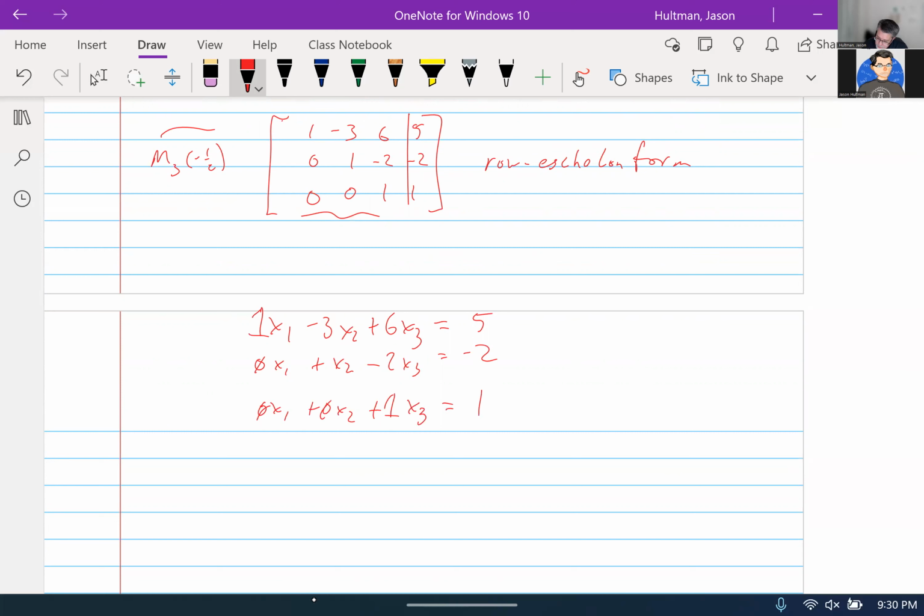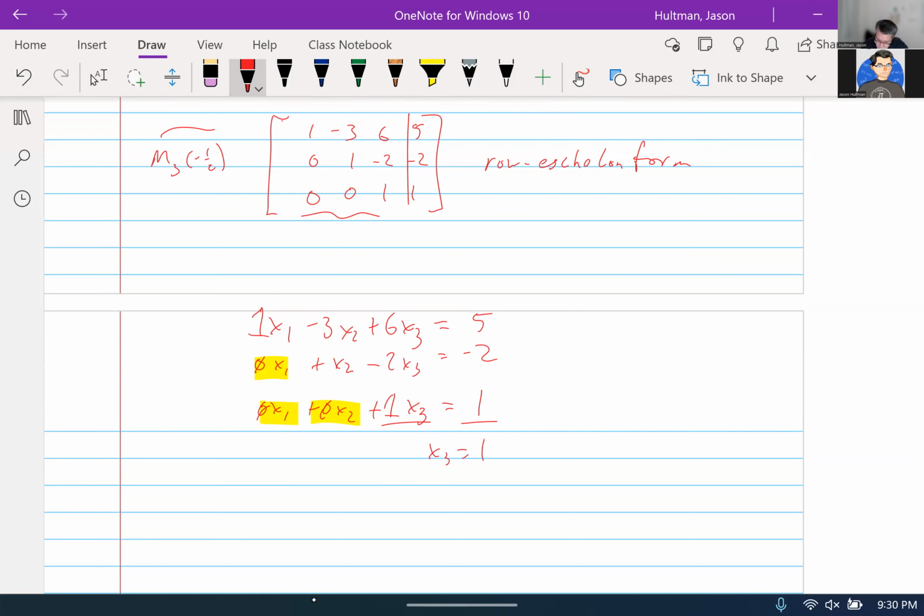Okay, so these 0 terms will go away. And so I'm really just left with, in the third equation here, 1x3 is equal to 1. Well, what does that mean? That means x3 had to be 1.